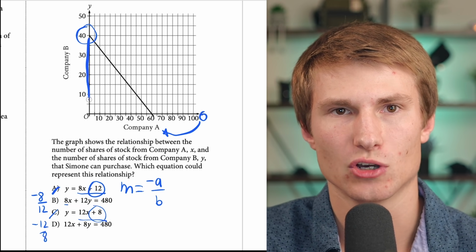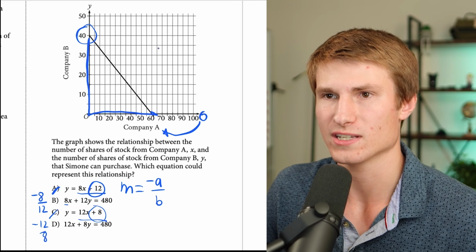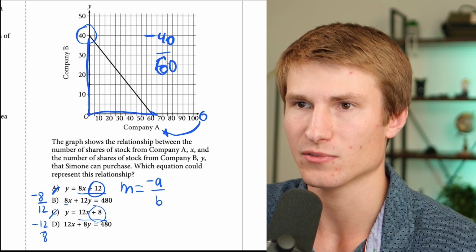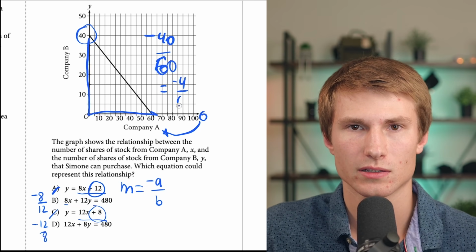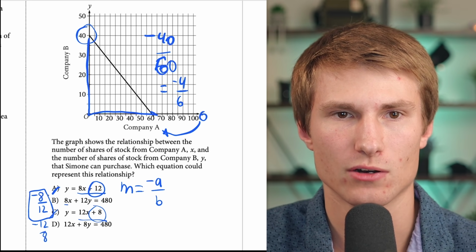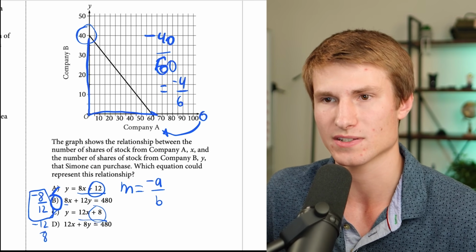Okay, my actual slope is I go down 40 and I go over 60. So that'd be negative 40 over 60, which we know we can simplify to negative 4 over 6. Okay, negative 4 over 6 is equal to negative 8 over 12 when we simplify. So our answer there is going to be answer choice B.